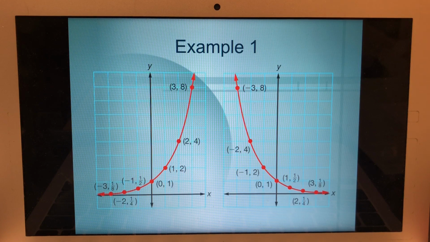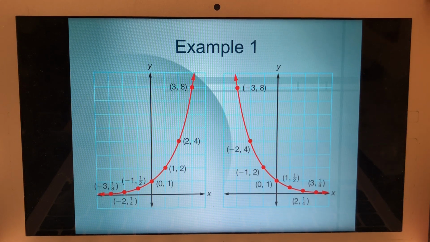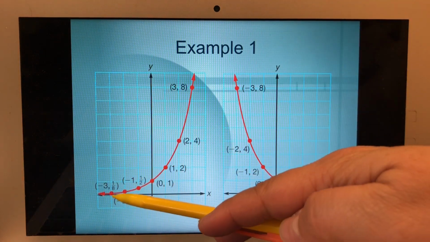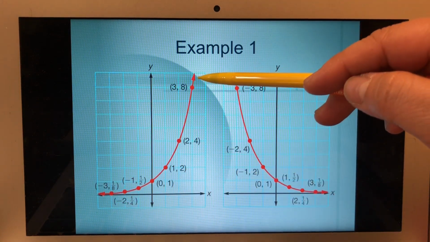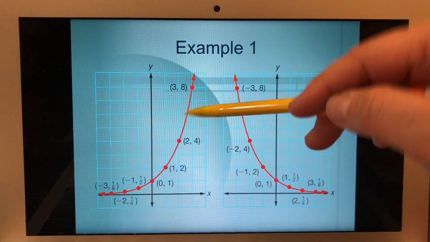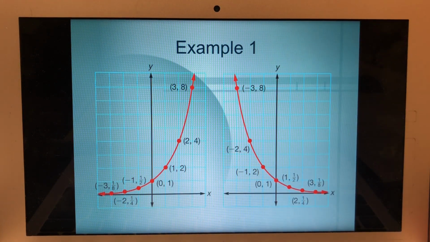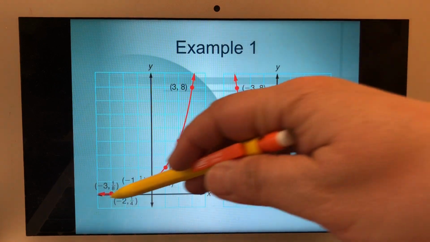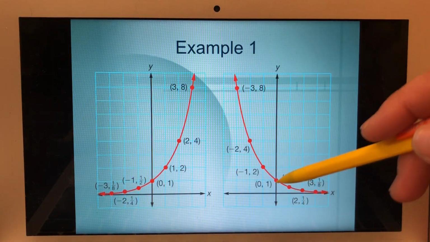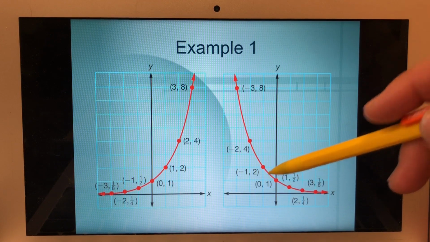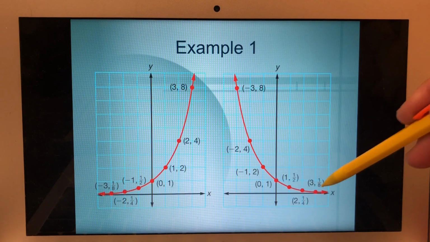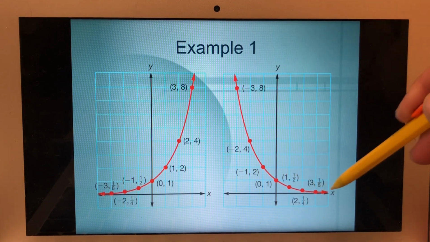Now, if we graph each of these equations, here is our graph for y equals 2 to the x power, is this graph right here. Y equals 1/2 to the x power is going to give us this graph.